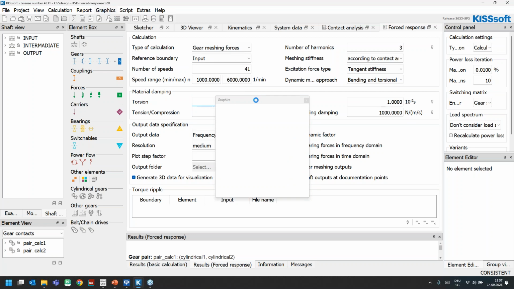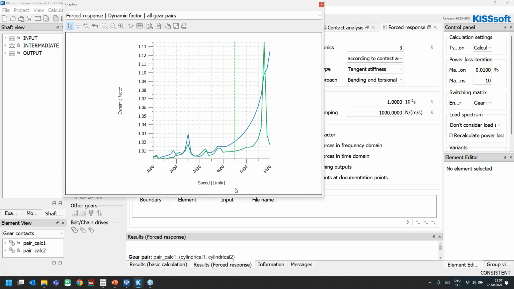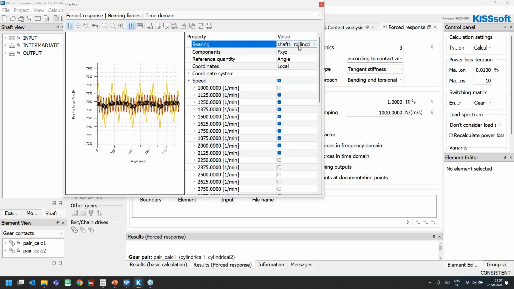So for all the gear pairs, for example, on a system level, we really get now as a function of speed, the dynamic factor. So we can see at which speed ranges there are some problems with dynamics. In addition, we can see in time domain all the bearing forces. So here are all my different bearings, so I can select them and plot the bearing forces in time domain in a steady state, of course, but still in time domain.